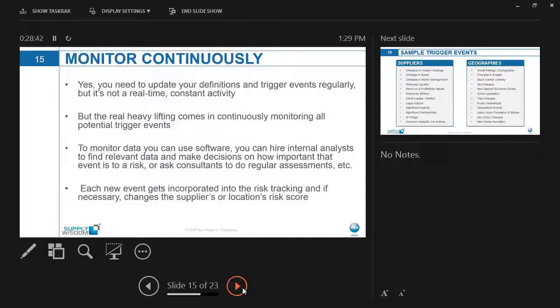The important part is that as you're capturing all this data from all these geographies and everything that affects your suppliers, each new event gets incorporated into the risk tracking. If it's a low impact event, it may not change any of your risk scores. If it's a medium or high impact event, it will definitely change the risk scores. So the point is not to take the data in and of itself as a particular action item. It's to incorporate it into the model, see how it changes the supplier's risk, and then take an action based on that. But you really need to be monitoring continuously to be effective at your risk management.